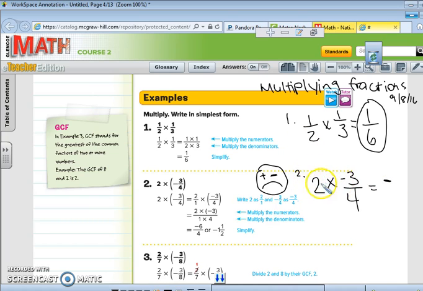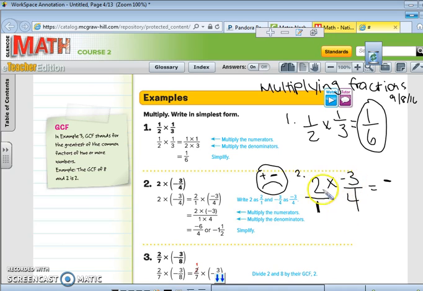Whenever you have a whole number and you don't have a denominator, remember that you can make it a fraction by putting a 1 underneath, because you're not changing the value of that number. The value of that number before was 2, and this fraction also equals 2, because this means 2 divided by 1, which equals 2. So from there, we're just going straight across.